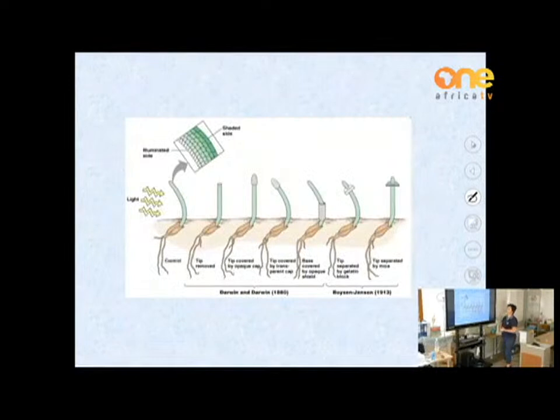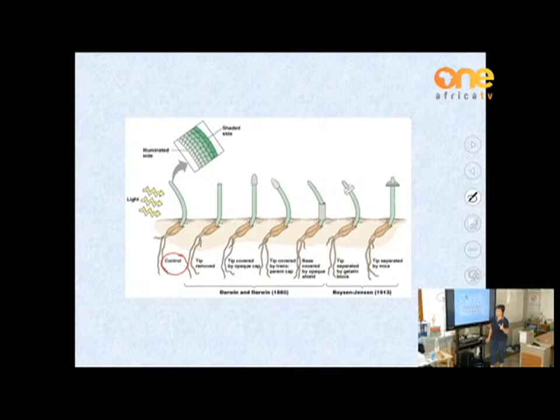So, when we look at this, we see that the light is coming from the side. I have a control, which means for this coleoptile, which means I have a seed that germinated, and that first sheath that is coming out of a grass seed is called a coleoptile. I see that it will bend towards light. If I remove the tip, it will not bend towards light. Why? Auxins are produced in the tip.